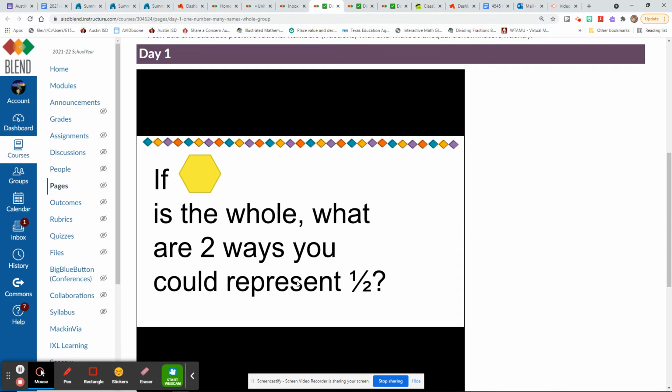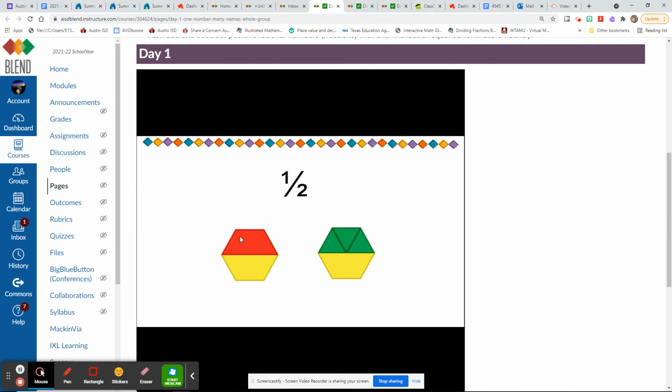So if the hexagon is the whole, then what are 2 ways that we could represent 1/2? Well, we could represent 1/2 with 3 of those triangles. That's one of the things we could do. Or we could represent 1/2 with 1 of the diamonds and 1 of the triangles. Or this shape that they gave us that we haven't seen yet. So we could represent the half with this trapezoid.